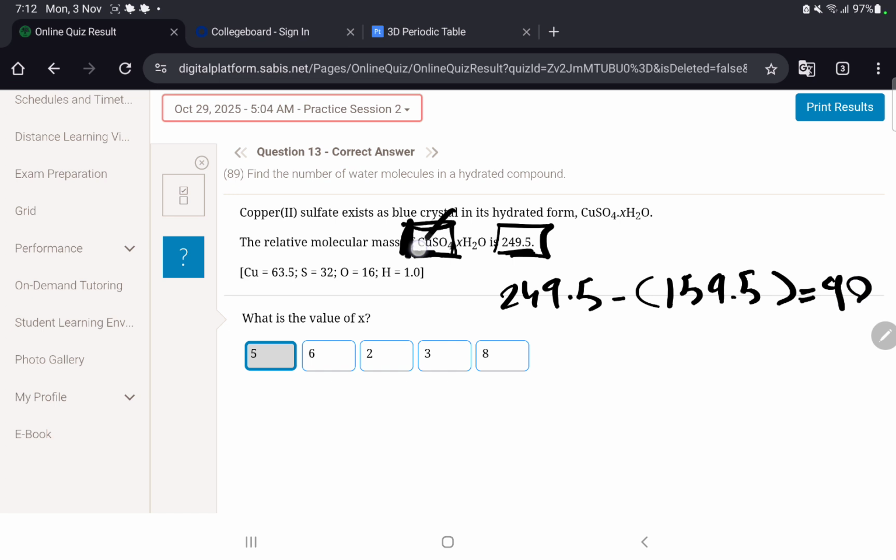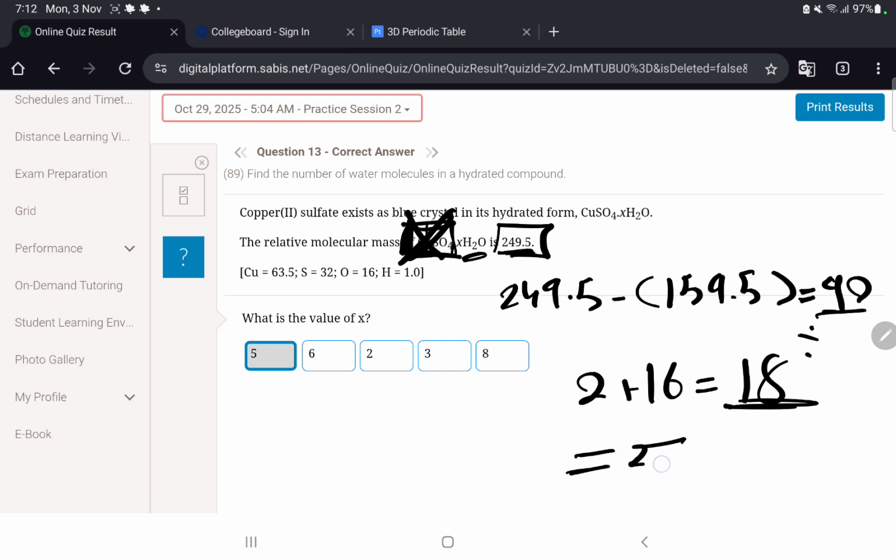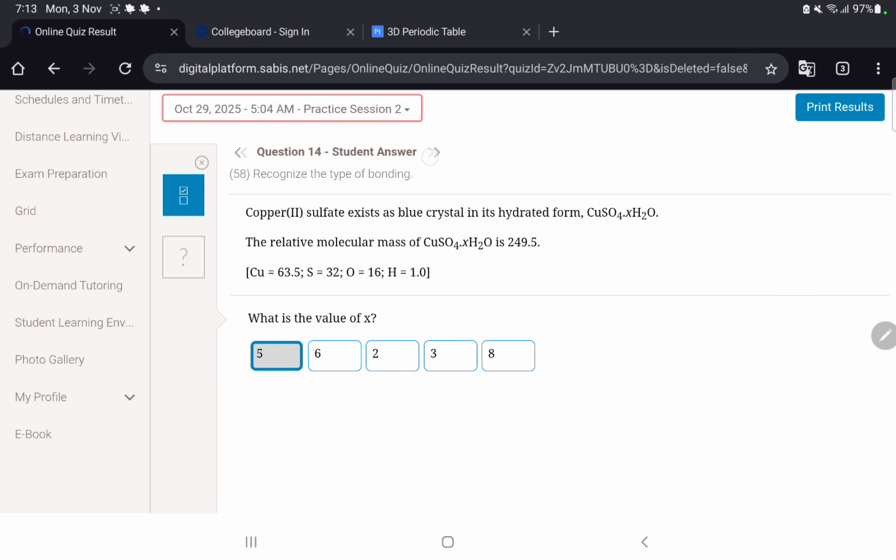The 90 is left for the H2O. Now, what's the mass of the H2O? H has 1, so 2 H's have 2, plus O has 16, and there's only one O. 2 plus 16 is 18. Now, there is 90 left for this 18. We divide them: 90 divided by 18 gives you 5. So X equals 5.